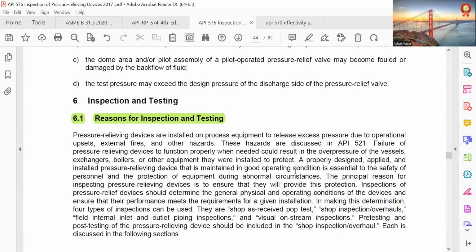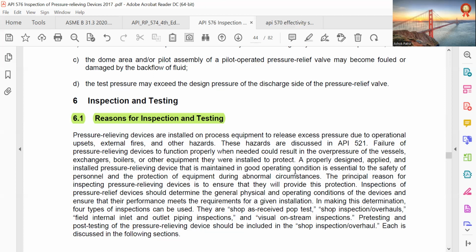A properly designed, applied and installed pressure relieving device that is maintained in good operating condition is essential to the safety of personnel and the protection of equipment during abnormal circumstances. The principal reason for inspecting pressure relieving devices is to ensure that they will provide this protection. Inspection of pressure relief devices should determine the general physical and operating condition of the device and ensure that their performance meets the requirement for a given installation.